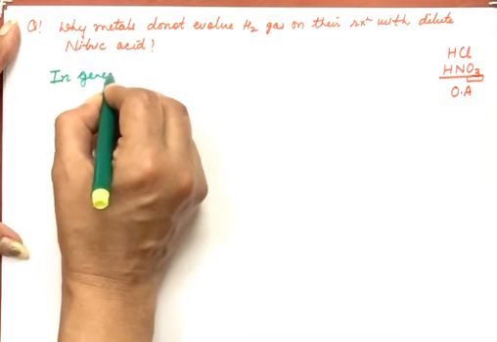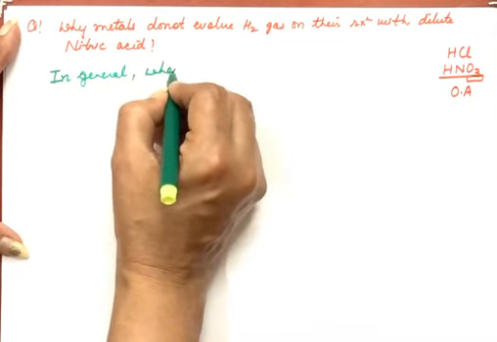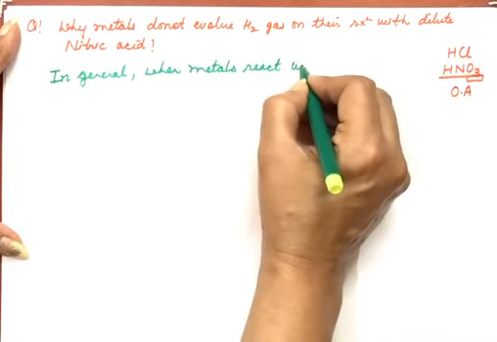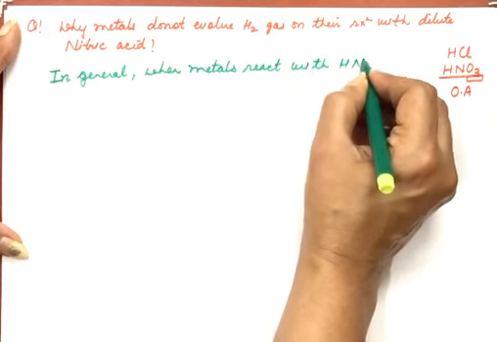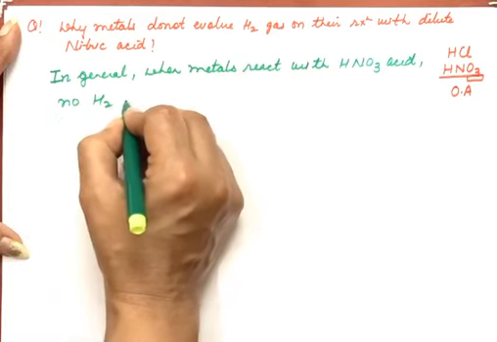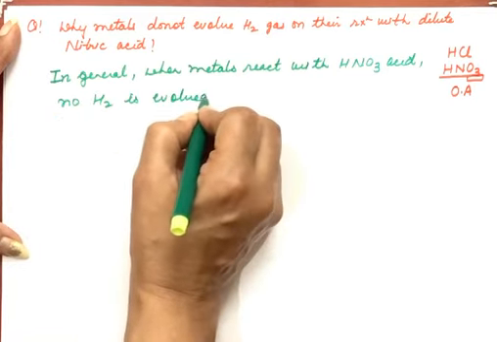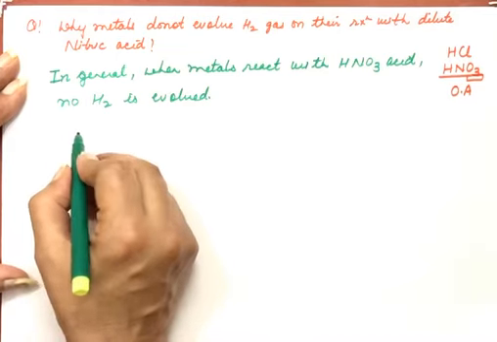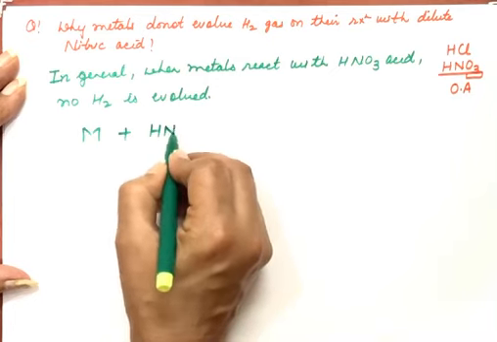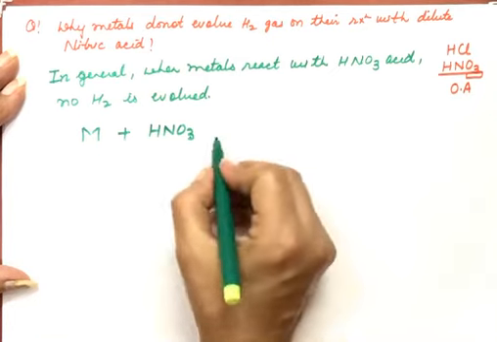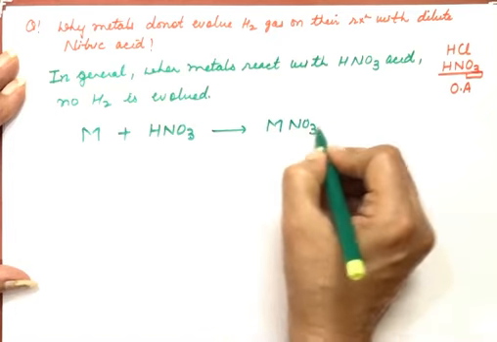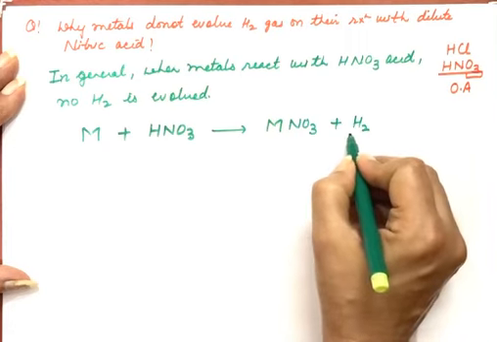So in general, when metals react with HNO3 acid, no hydrogen is evolved. See, I'm taking a reaction, for example, a metal M, and I'm writing HNO3 here. We were expecting that we'll get metal nitrate and hydrogen, but this hydrogen is not evolving.